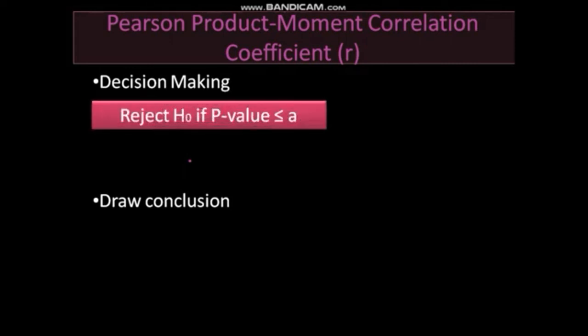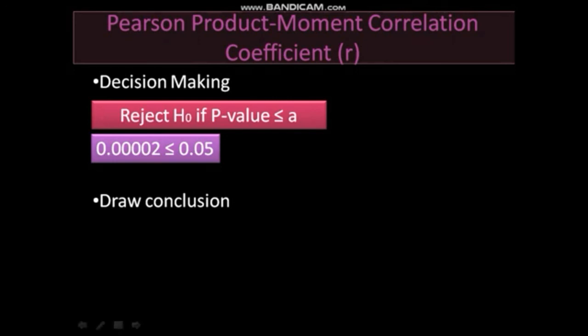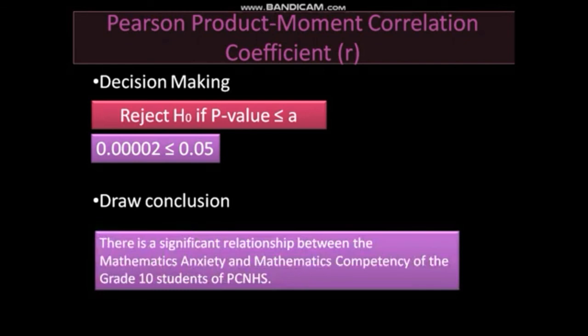We will reject the null hypothesis if the p-value is less than or equal to alpha. In Microsoft Excel, we get 0.00002, which is less than or equal to 0.05. The conclusion: since we reject the null hypothesis, there is a significant relationship between the mathematics anxiety and the mathematics competency of the grade 10 students of PCNHS. And that's for today.